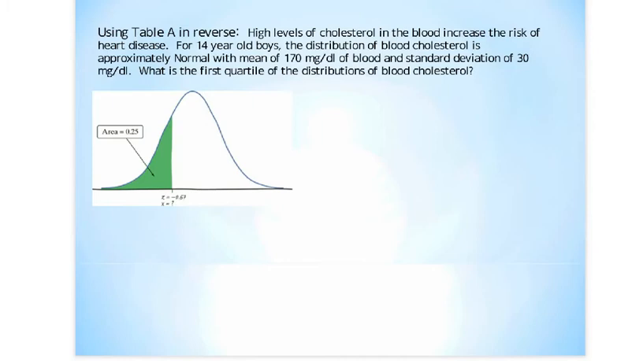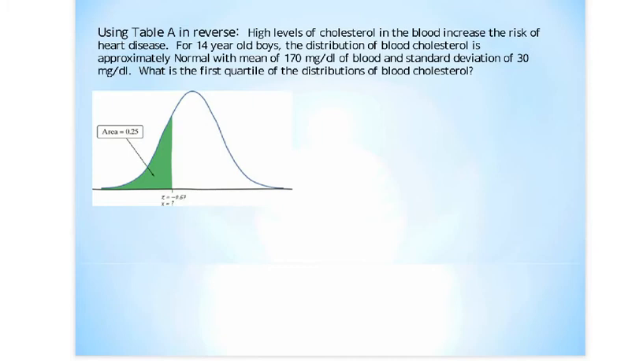So high levels of cholesterol in blood increase the risk of heart disease. For 14-year-old boys, the distribution of blood cholesterol is approximately normal, with a mean of 170 milligrams per deciliter of blood and a standard deviation of 30 milligrams per deciliter. What is the first quartile of the distribution of blood cholesterol?